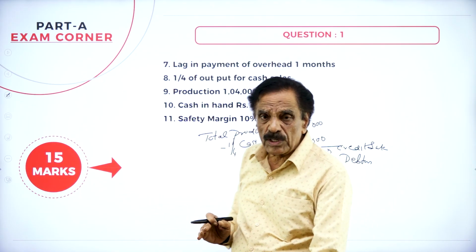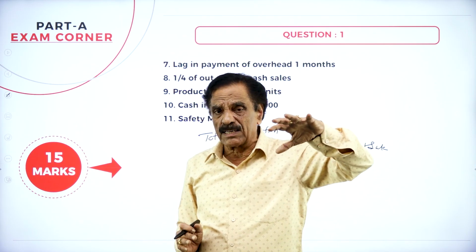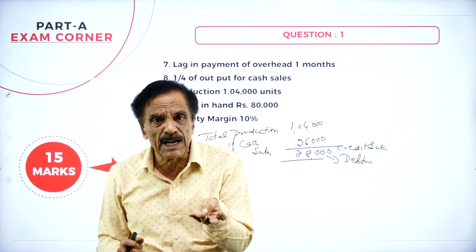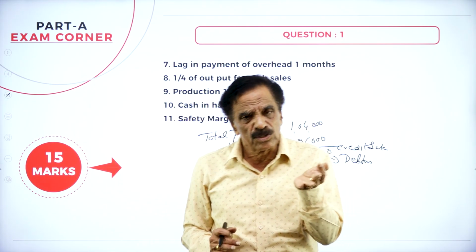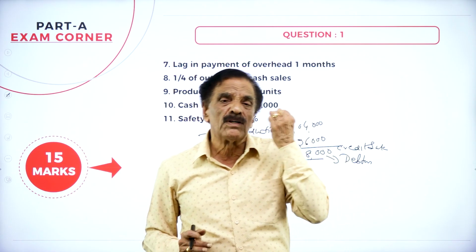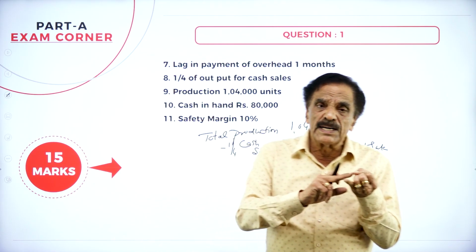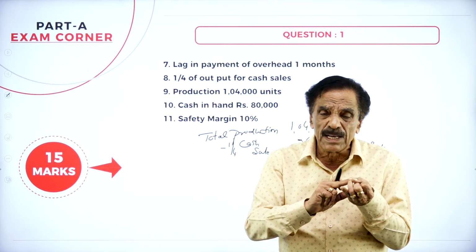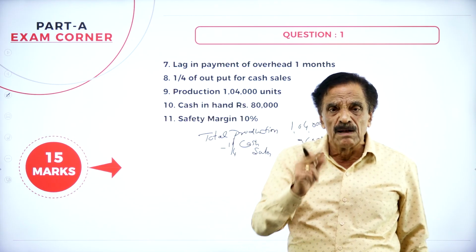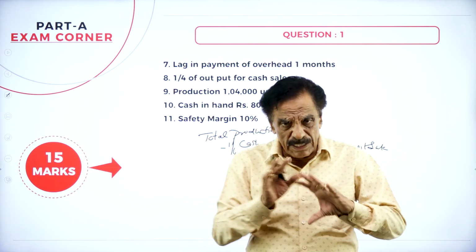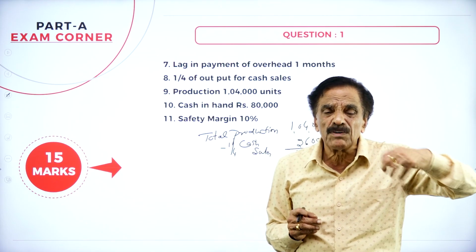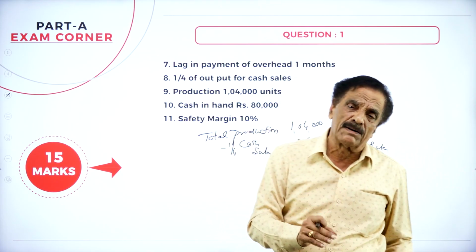So we are going to discuss what the current assets are. Cash in hand, cash at bank, stock of raw material, stock of finished goods, work in progress, prepaid expenses. What are the current liabilities? Creditors for purchases, lag in payment of wages, lag in payment of overhead expenses, provision for taxation still not paid. All of these are outstanding provisions. Whatever you have to pay, outstanding, that will come under current liability.